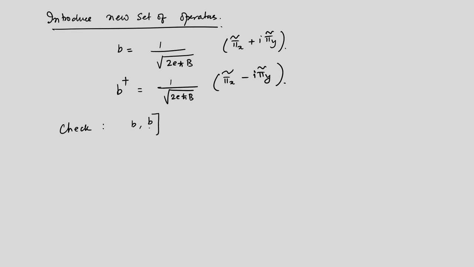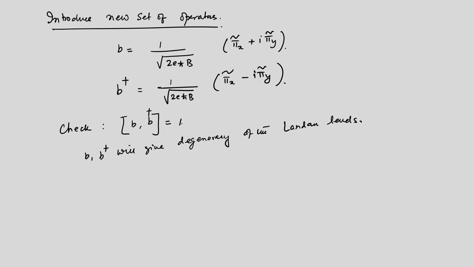B B dagger minus B dagger B is equal to 1. Okay, and these B and B dagger will give the degeneracy of the levels. Okay, so we'll see how.